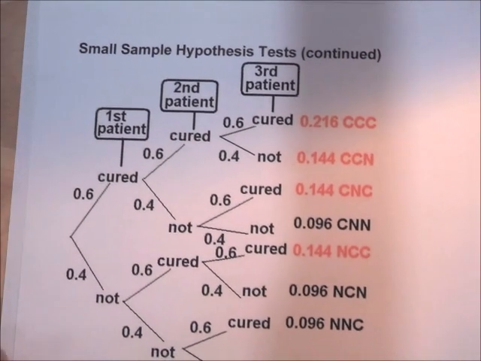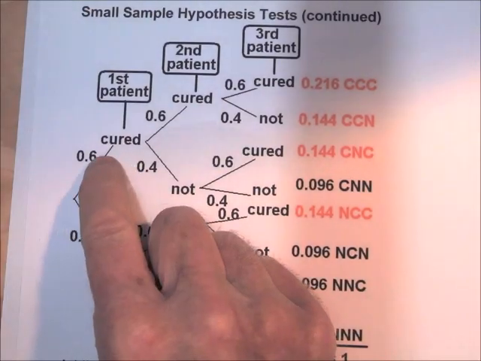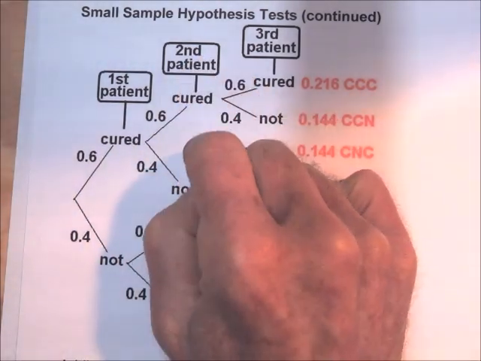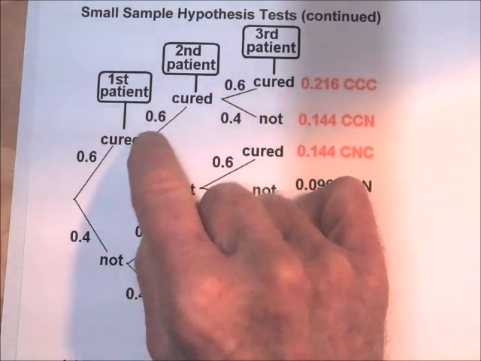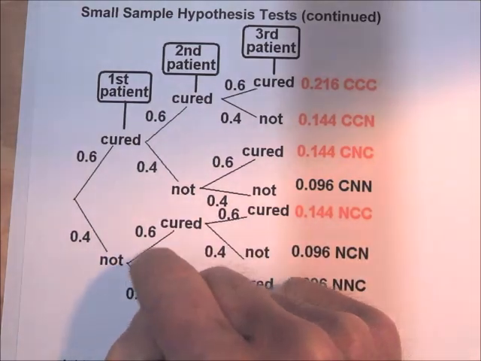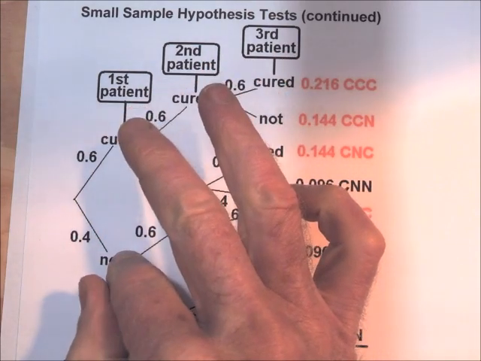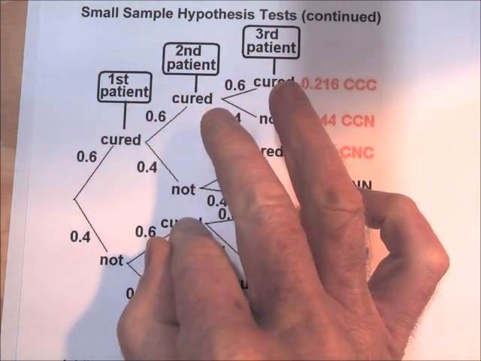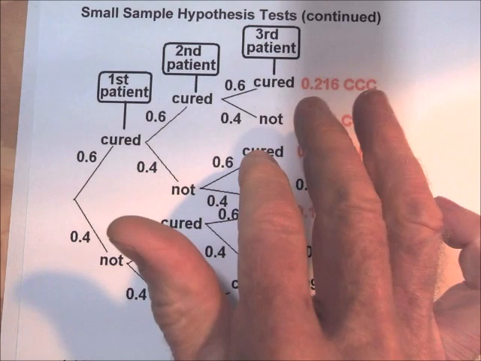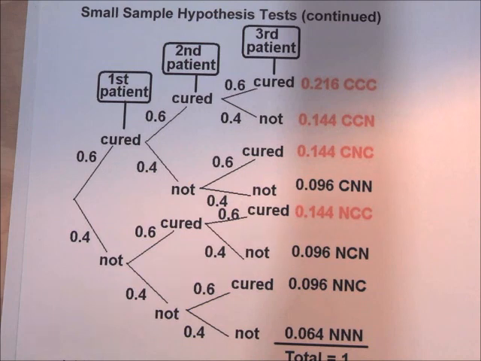So here's our tree. The first patient is either cured or not. If H naught is true, they have a 0.6 chance of being cured, a 0.4 chance of being not. The second patient is also either cured or not, but with 2 patients together, now we have 4 possibilities: cured, cured; cured, not cured; not cured, cured; and neither cured. So both patients are cured; first patient cured, the second one not; first person not cured, the second patient is cured; and neither is cured. So we have 4 possible outcomes. Each time you add a patient, you double the number of outcomes.